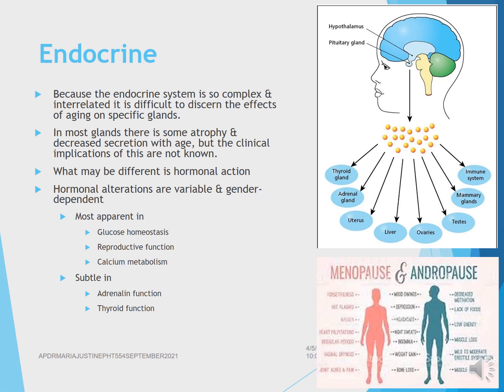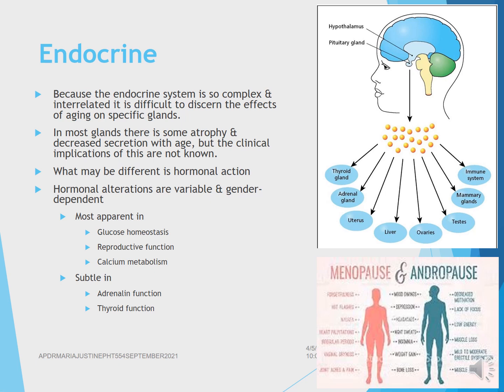So what happened to the endocrine system? Because the endocrine system is so complex and interrelated, it is difficult to discern the effects of aging on specific glands. There are many glands in the body, and they are very complicated. The pathways are complicated. In most glands, there is some atrophy and decreased secretions with age. But the clinical implications of this are not known. Some are actually known.